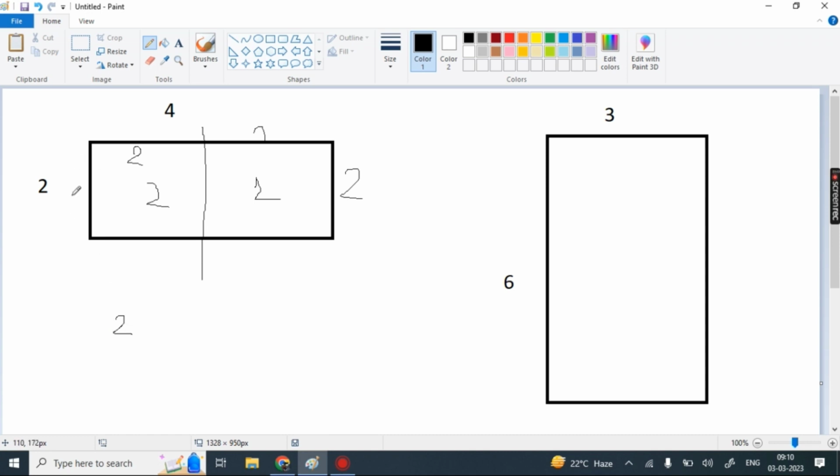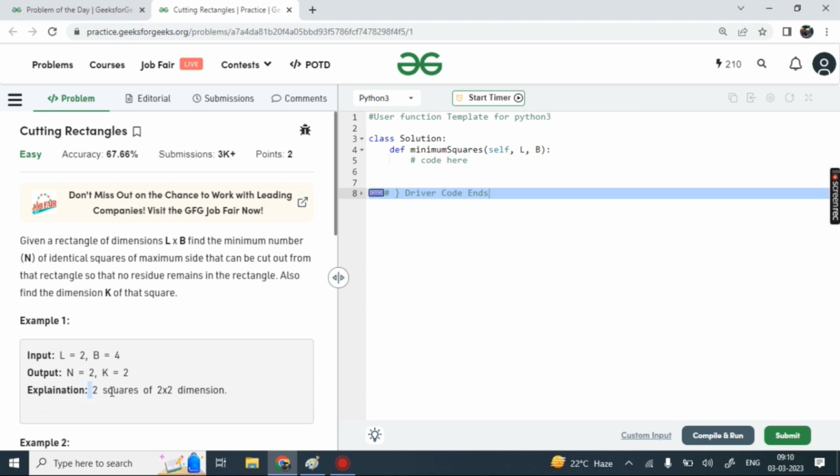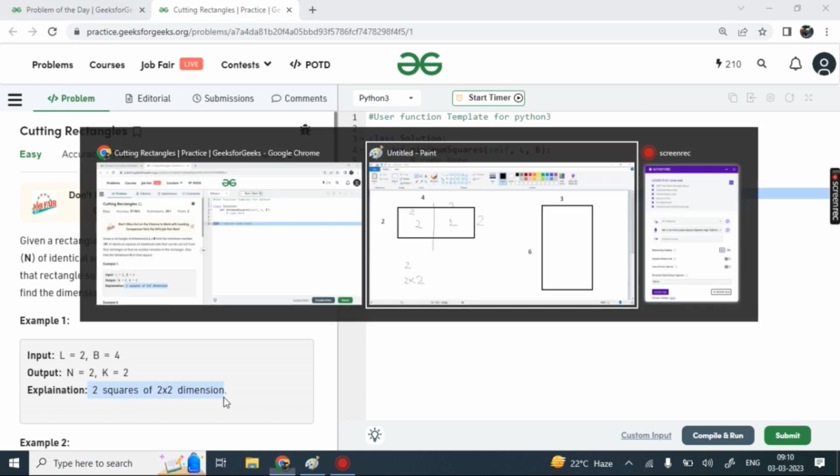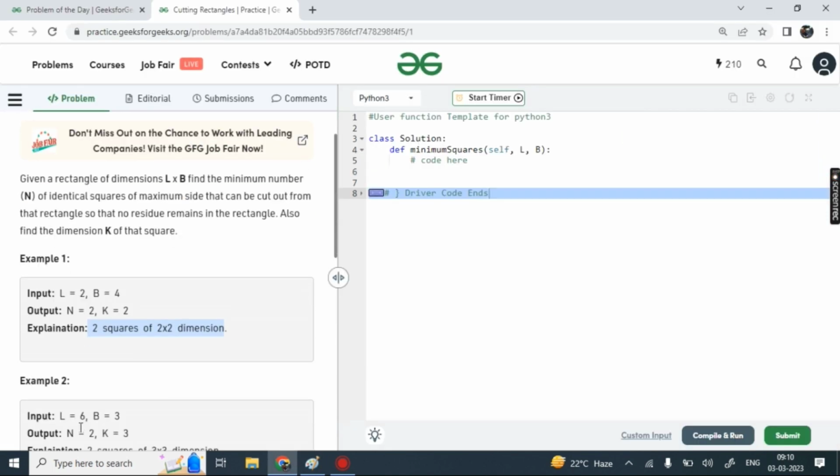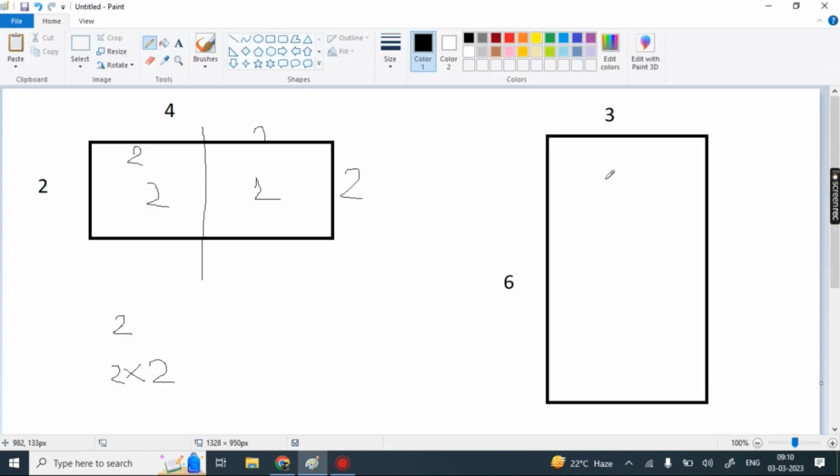And what is the dimension? The dimension is 2 cross 2. So this is the answer for the first example: 2 squares and 2 cross 2 dimensions. Now we have another example, the length of the rectangle is 6 and the B value is 3.